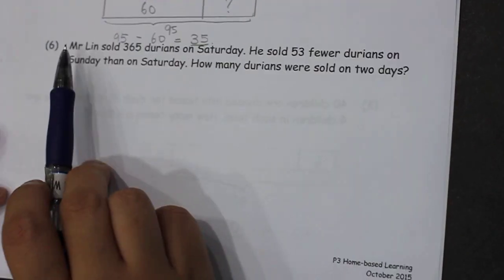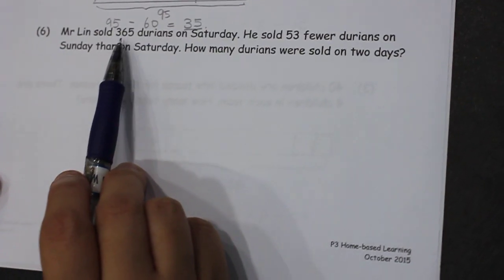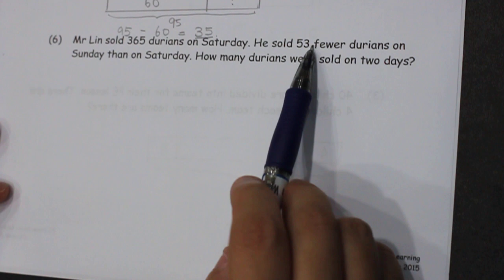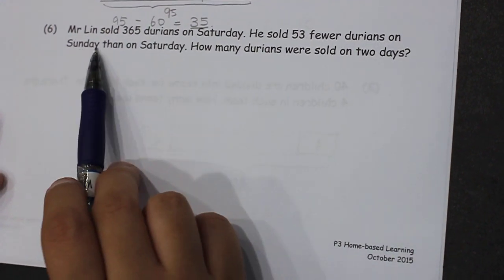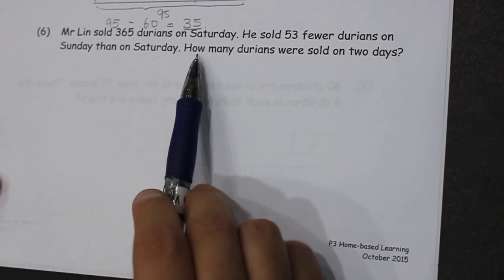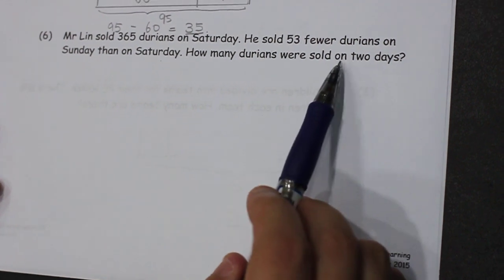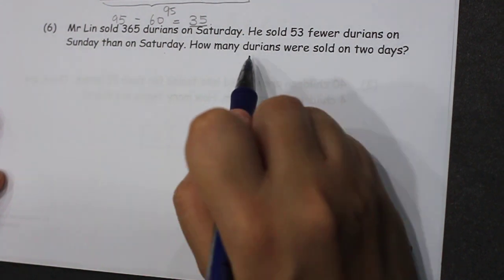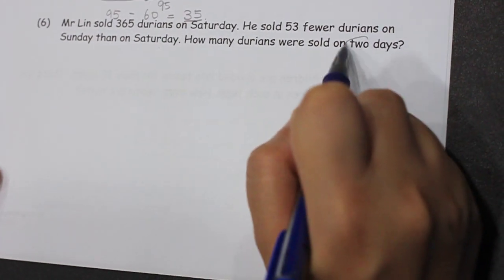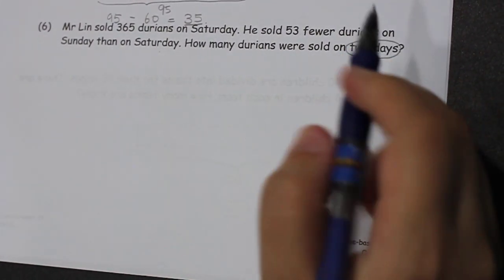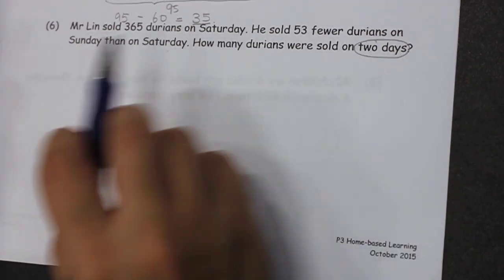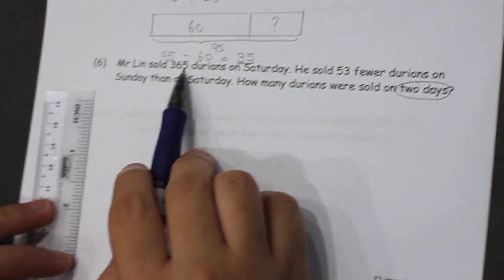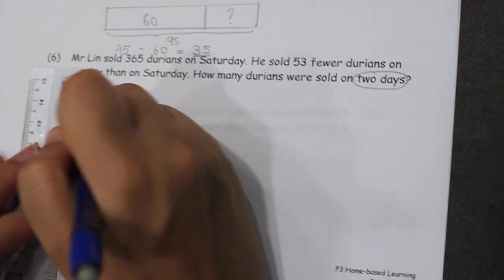Question number 6. Mr. Lin sold 365 durians on Saturday. He sold 53 fewer durians on Sunday than on Saturday. How many durians were sold on 2 days? So for this question, we are going to look for the number of durians sold on 2 days. Now we are going to start to draw our model for Saturday.